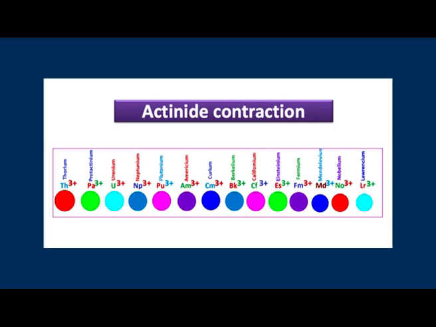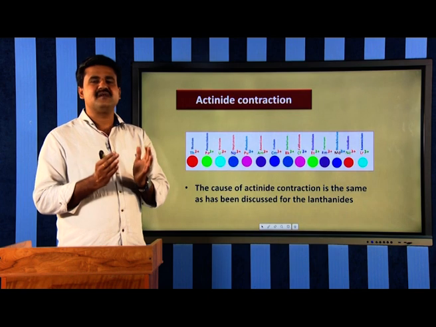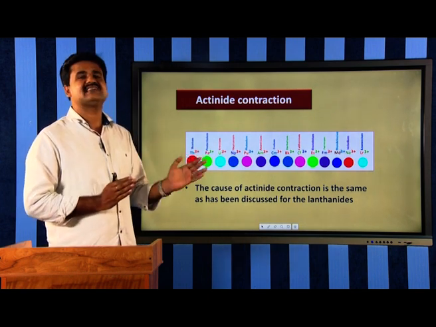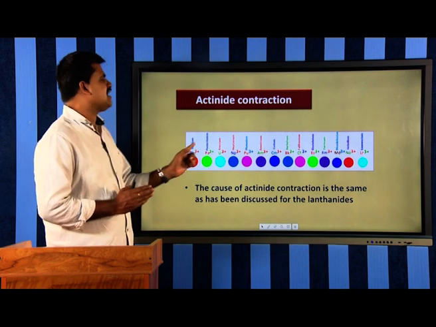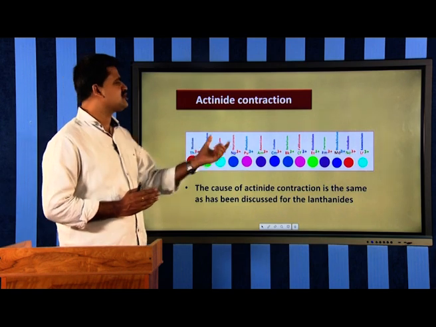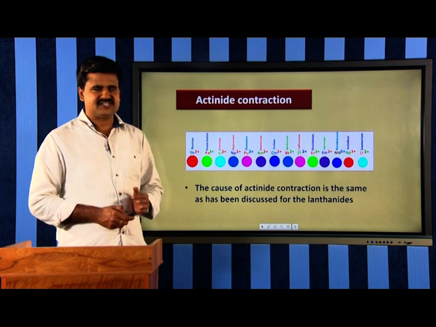The cause of actinide contraction is the same as has been discussed in the case of lanthanides. That means imperfect shielding offered by the f electrons is also responsible for actinide contraction. The contraction is pictorially represented like this, and there is not much size difference between the first cation and the last cation.